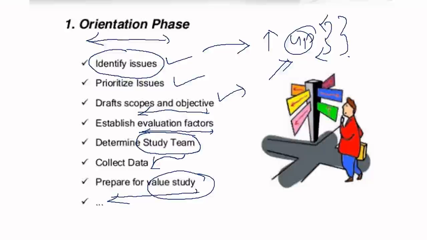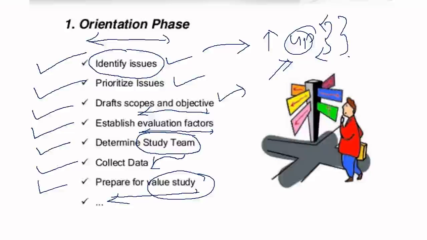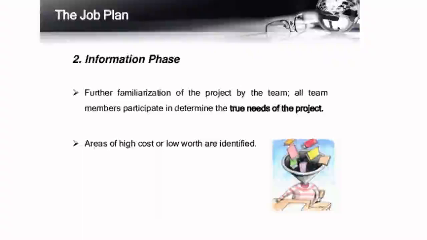Okay, so in short what I am saying is that the major team will identify the major issues, and then they will prioritize them, and then they will go for the scopes as well as objectives, and then they will develop an evaluation strategy, and then they will determine the best team to collect the data as well as prepare a value study. Okay, so that makes sense now.